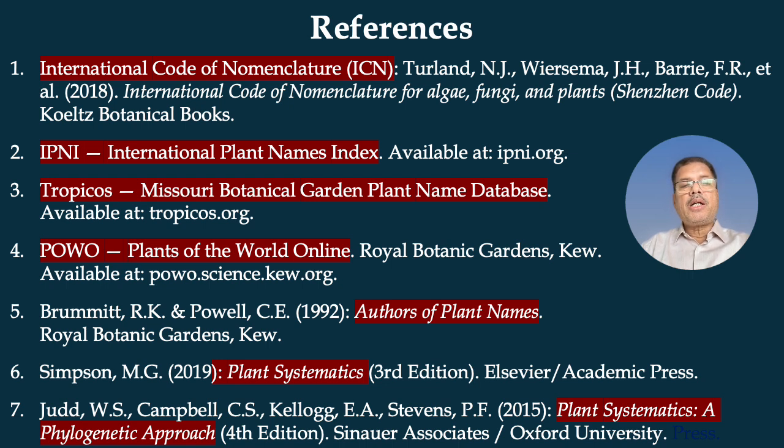For broader context and deeper understanding of plant systematics, two widely used textbooks are Plant Systematics by Simpson and Plant Systematics: A Phylogenetic Approach by Judd and his colleagues. Together, these sources provide a strong foundation for learning, teaching, and applying botanical nomenclature.